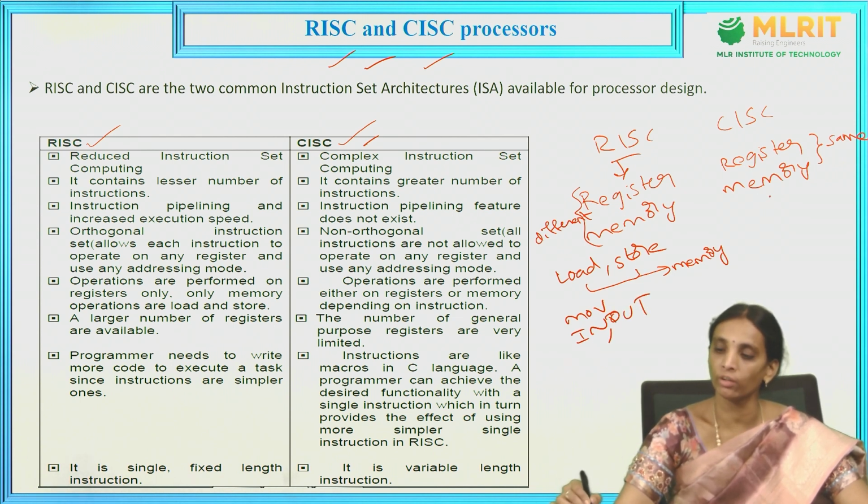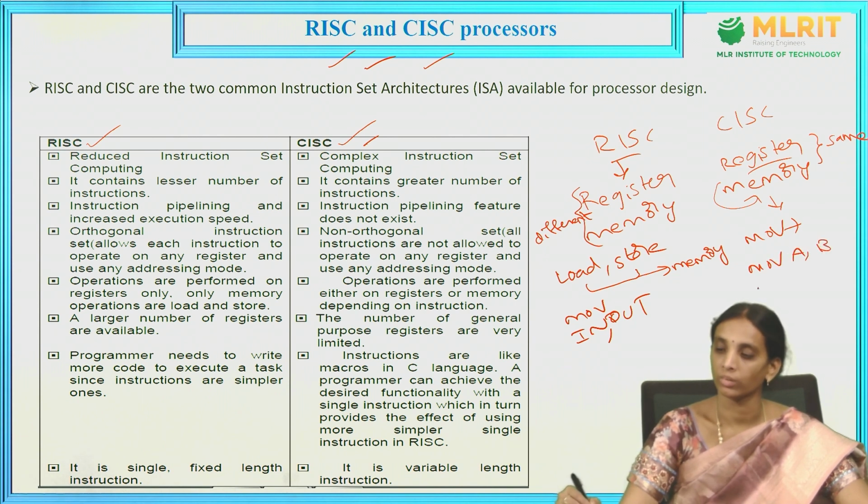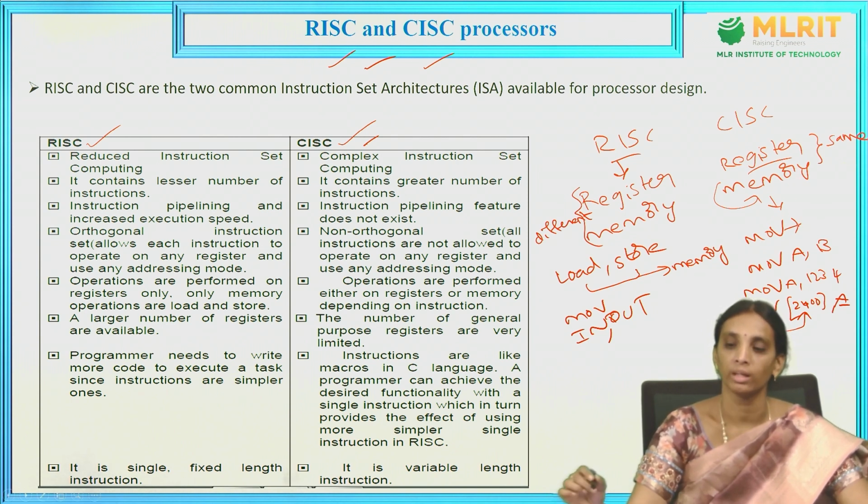But for CISC processors, we do not have specific memory instructions. The instructions used for register transfer are also used for memory transfer. Just like the move instruction, which is used for both register transfer, like move A, B, and move A, some data, and also to move the data from A to the specified memory location 2400. So there are no separate instructions for memory operations in CISC, whereas in the RISC processor, we have separate instructions for memory operations.